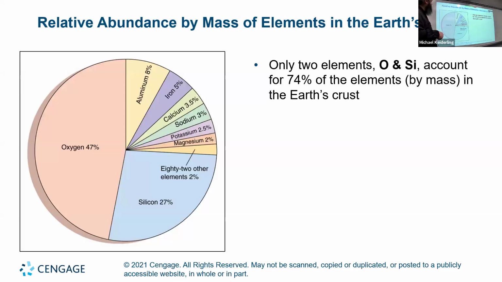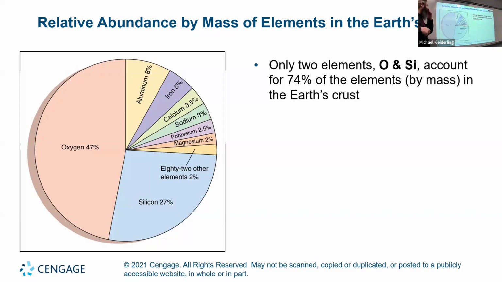So here are the elements. Oxygen, 47% of the crust is oxygen. Silicon, 27%. So oxygen and silicon consist of 74% of the elements by mass in the Earth's crust. They are by far the most common thing. Oxygen is by far the most common.